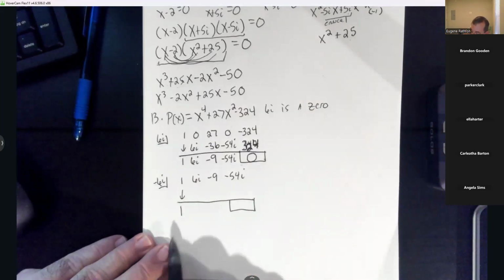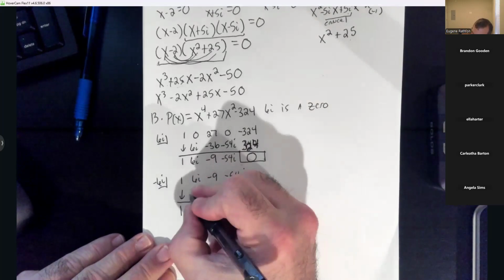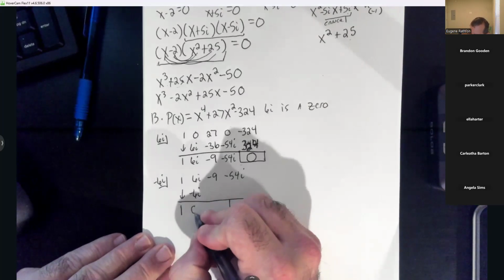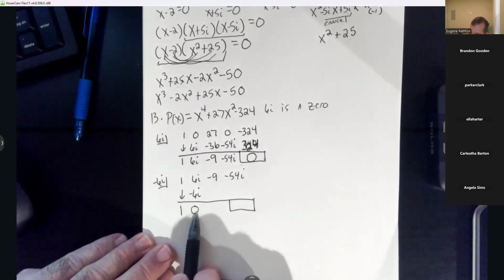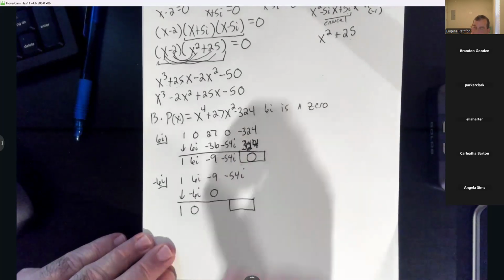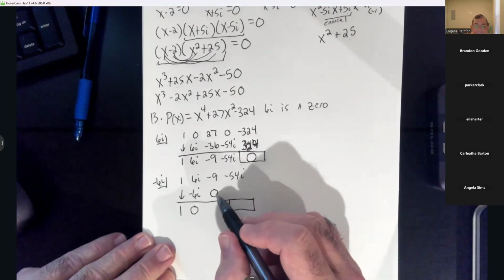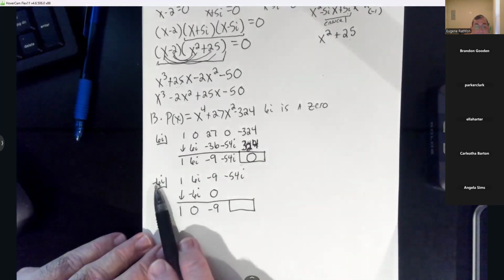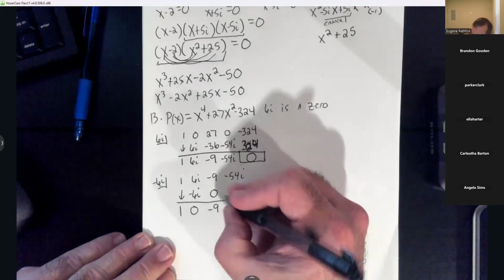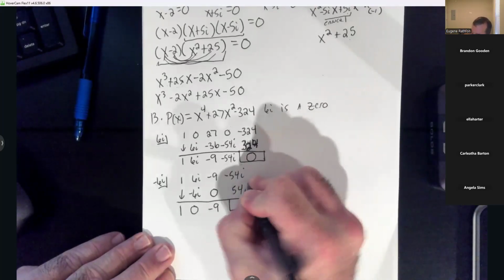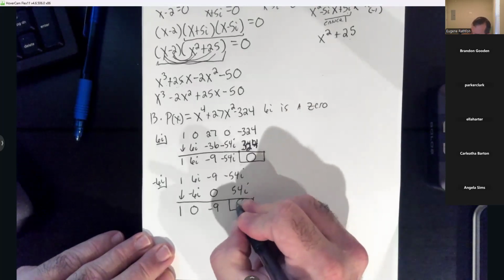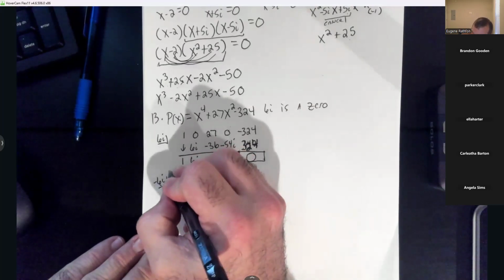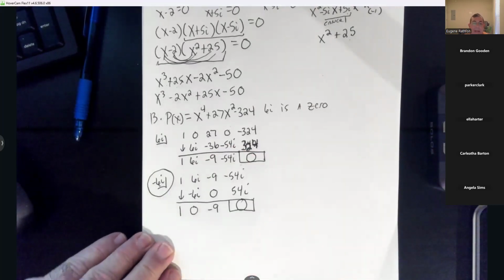The 1 comes down. 1 times negative 6i is a negative 6i. Well, 6i and negative 6i give you 0. 0 times negative 6i is 0. Negative 9 plus 0 is negative 9. And y'all, negative 9 times negative 6i is a positive 54i. Add them and you get a 0 remainder. So our first of the 3 zeros is going to be negative 6i.